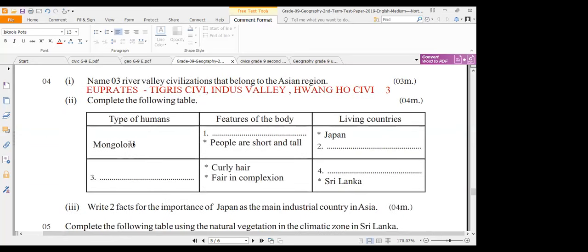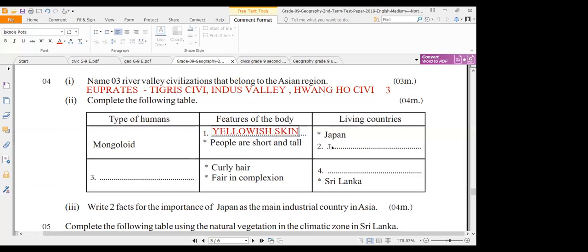Types of humans, features of the body, living countries. Mongoloid people. What are the features of the body? Hair is black and brown. Rough, dark, black hair. Yellowish skin. China, Japan, you will get better. Rough dark black hair.